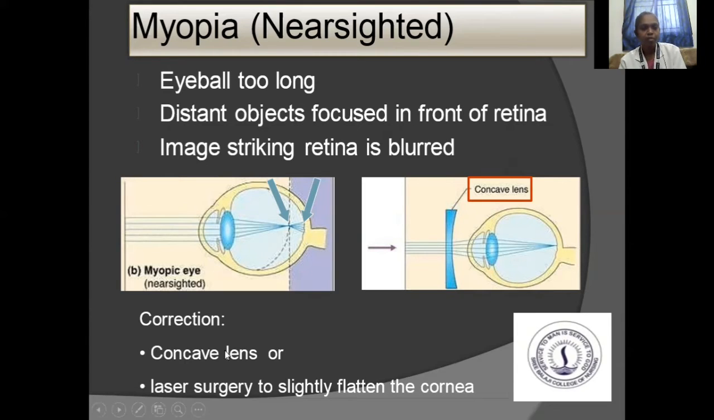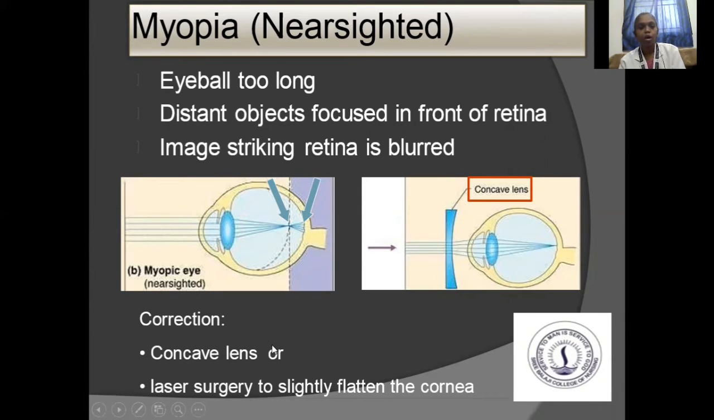For the correction, we have to use a concave lens. When you use a concave lens, it will be corrected. Before, the image was stopped here itself. Now, when you are using a concave lens, the object's image will reach the retina with a normal picture.